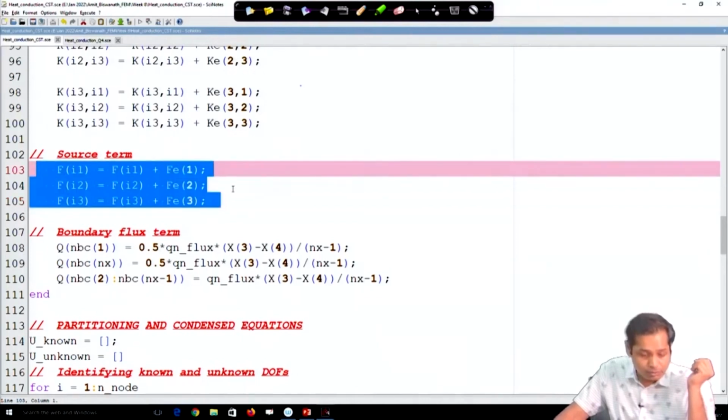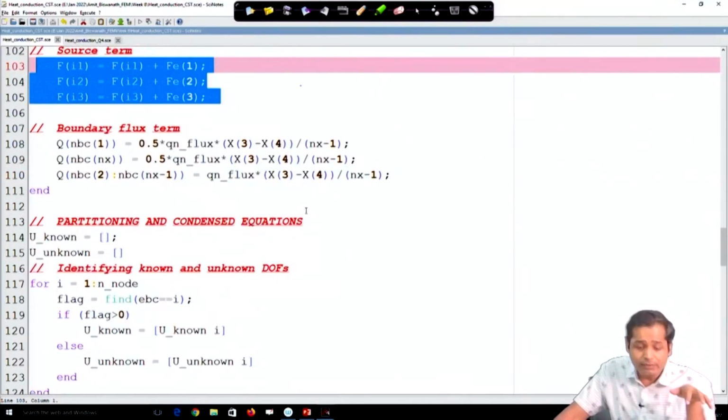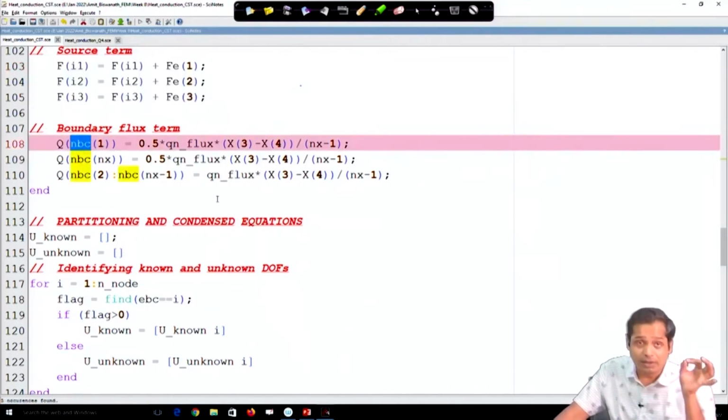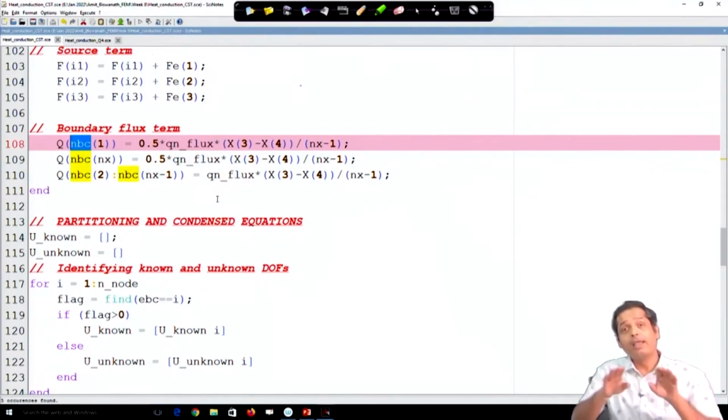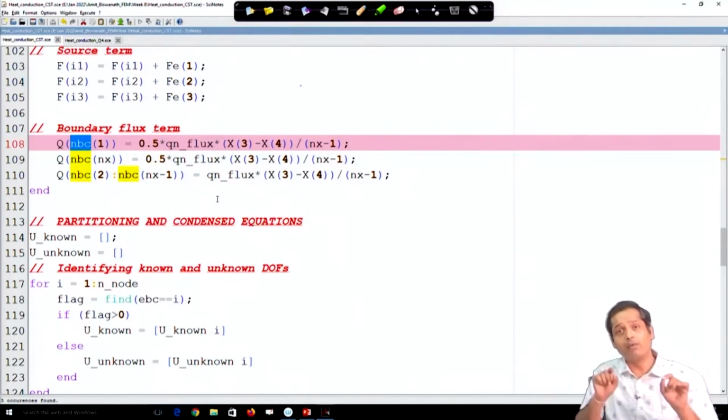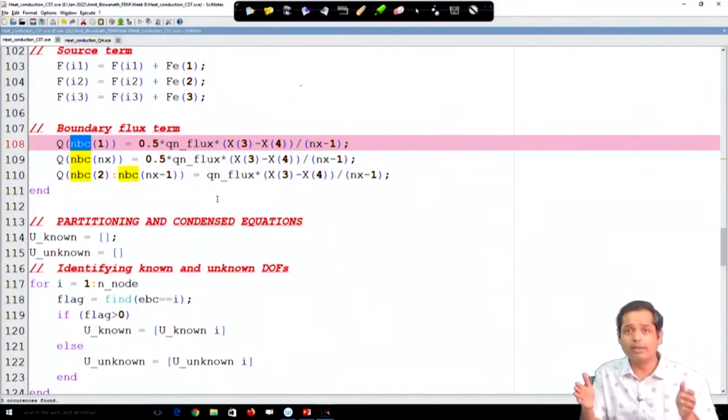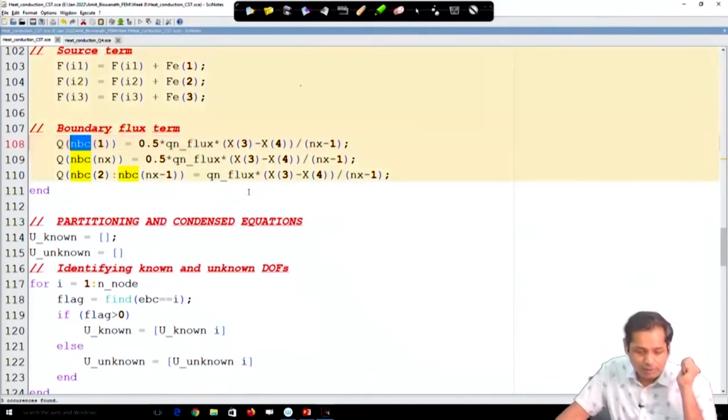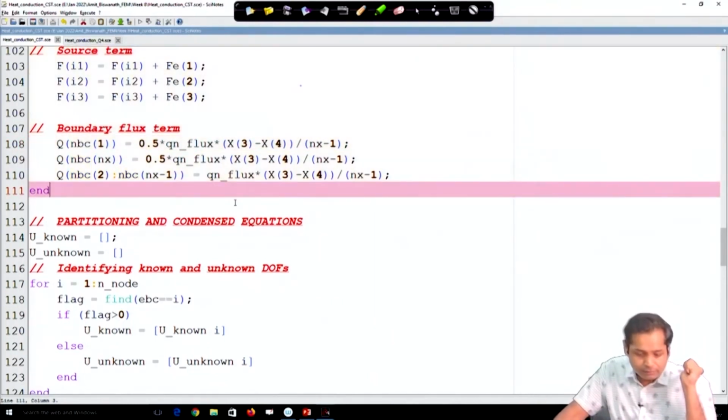So this gives you the source term. And for the boundary flux term, we have already identified the nodes on which the natural boundary conditions are specified. NBC is the collection of those nodes, and since the flux is constant here, if we integrate over any side of an element, the flux term will get distributed equally between the connecting nodes. Okay, so this is done here.